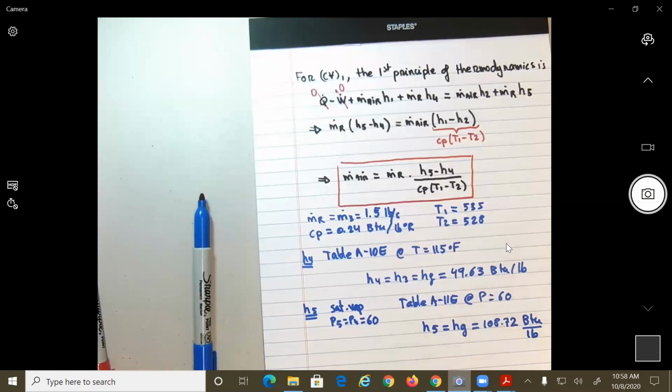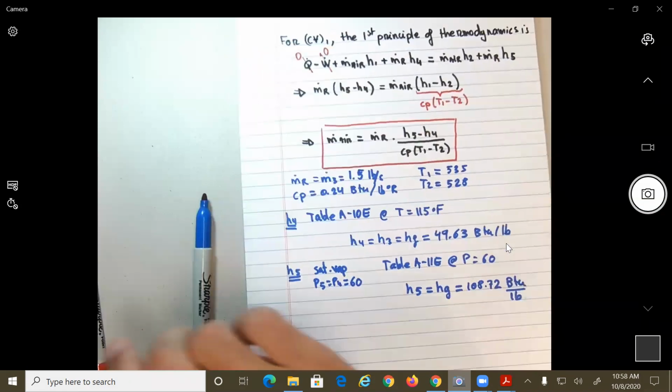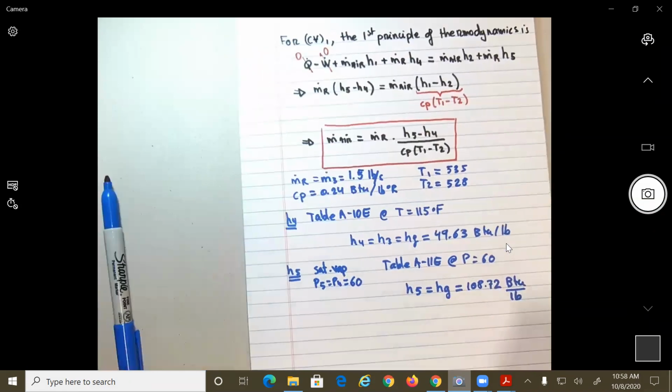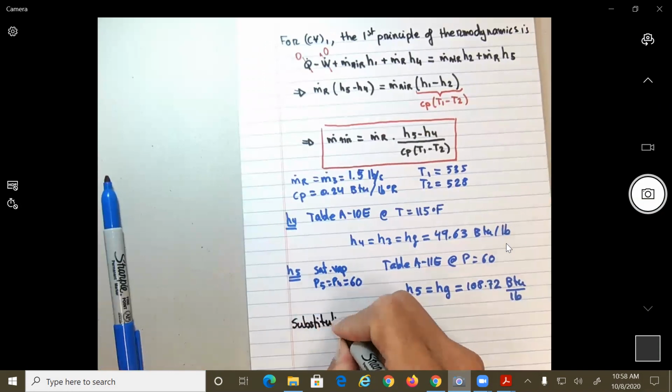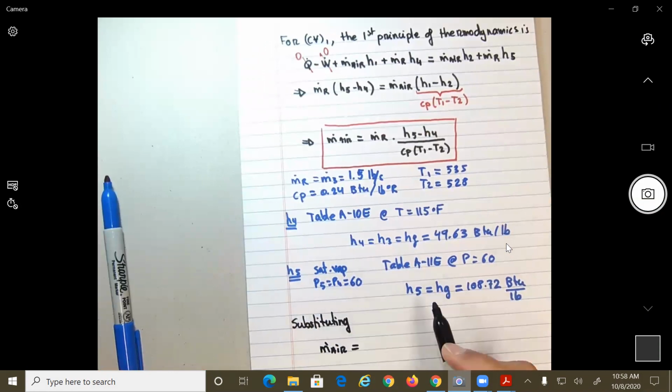Okay, so now basically we have all the information needed in order to find the mass flow of air. So substituting, we're going to have mass flow of air. We have 2 minutes, so let's go right away. It will be 1.5, let's be careful with the units, 1.5 times 108.72 minus 49.63.